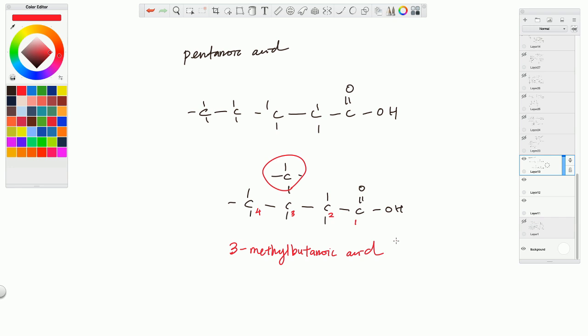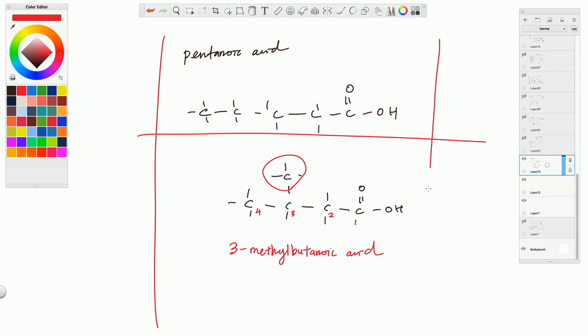Okay, so 3-methyl butanoic acid and pentanoic acid are isomers of each other. So this one also, you can change it to an ester to make an isomer. You can do ethyl propanoate, or propyl ethanoate, or methyl butanoate, or butyl methanoate. So you have so many isomers that you can make.